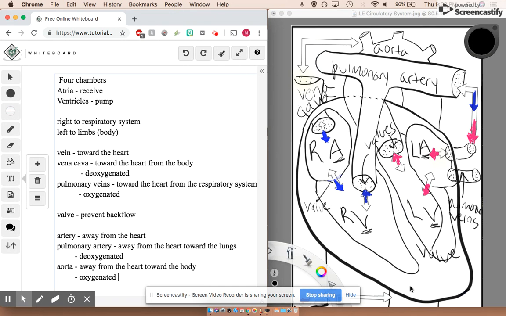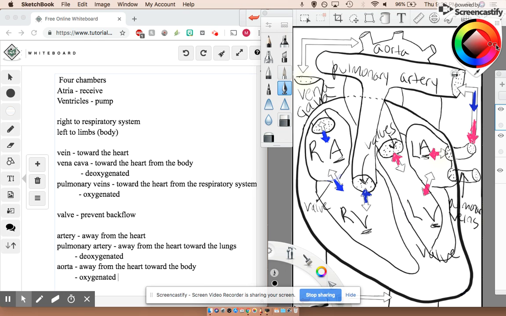The cycle completes after the blood is dropped off to the body cells. So the aorta brings it towards the cells. And once it drops off at the cells, the blood is now deoxygenated. It has dropped off all of that oxygen. So it comes back in through the vena cava toward the heart.